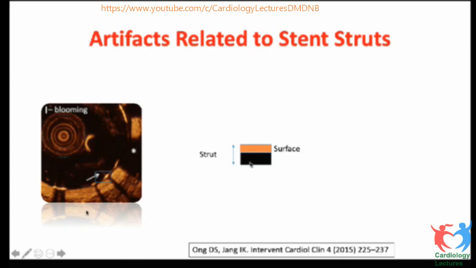In addition, because it is a highly reflecting structure, like light on a mirror, it forms a glare on the surface. That is called blooming. This blue part is actually an artifact, and this is the actual surface. The black part is not visible on your OCT image. So the actual stent strut starts somewhere in the middle of the structure that you see. That is where your real stent strut starts, so you have to make all the measurements in the middle of the visible structure on your OCT image, particularly for your malapposition measurement.